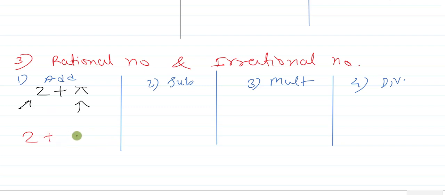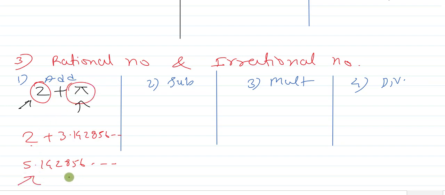Okay, so just write. We know that what is the value of pi? It is 3.142856 something, right? So if I add 2, it will be 5.142856 and so on. So in this, I can see that addition of a rational number and an irrational number is an irrational number. Okay. So just remember, addition of a rational number and an irrational number will be an irrational number.